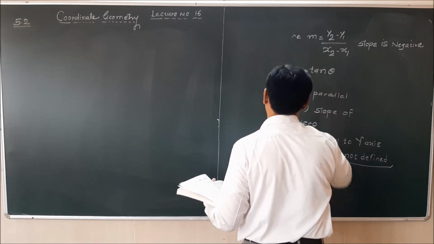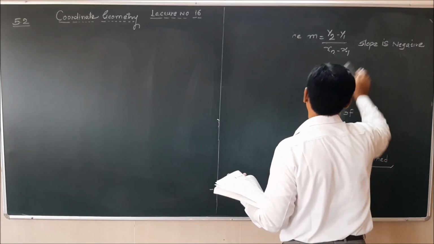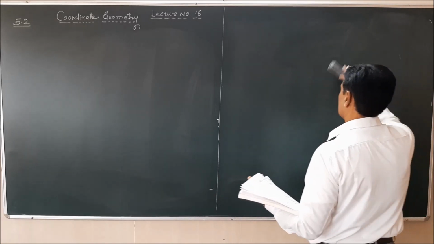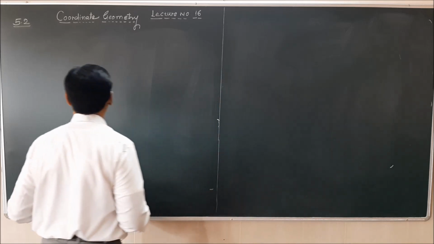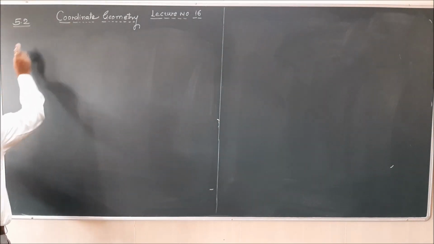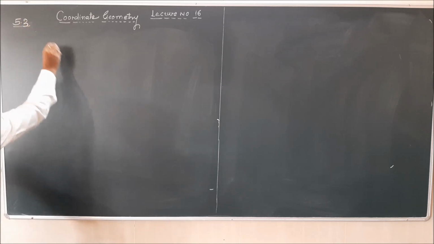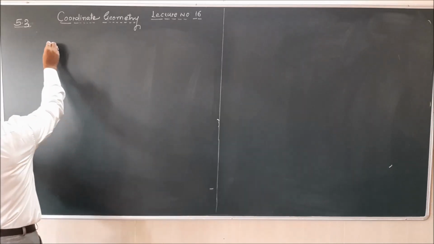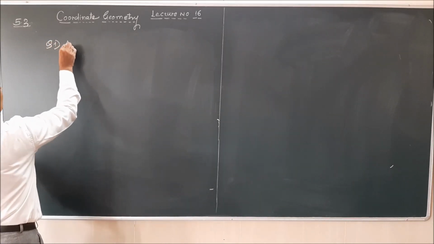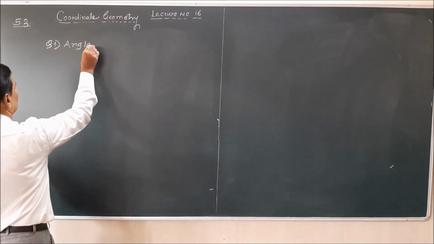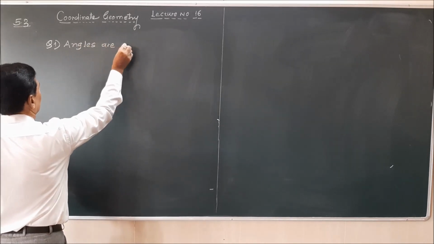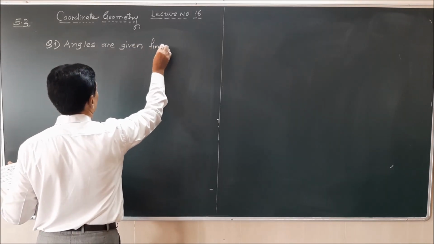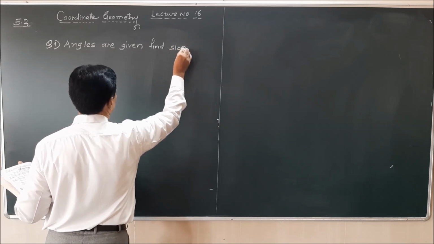All these points, that slope formula, y2 minus y1 upon x2 minus x1, as well as the slope given by the formula. Okay. So 5.3, angles are given. Question 1. Find out the slopes of the lines.